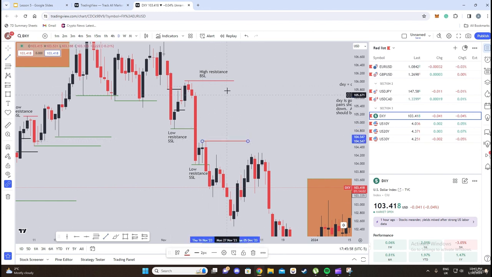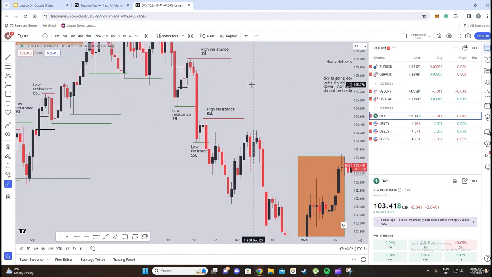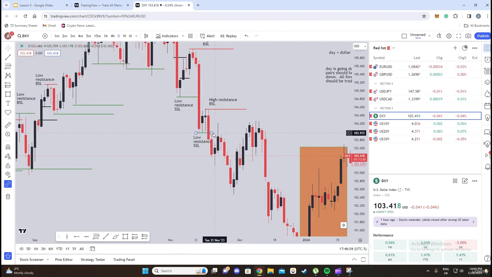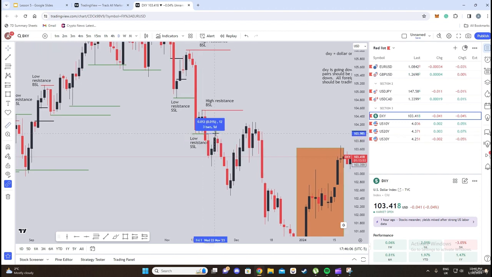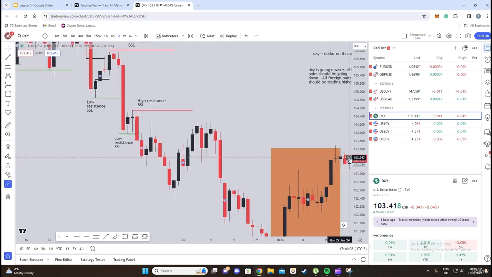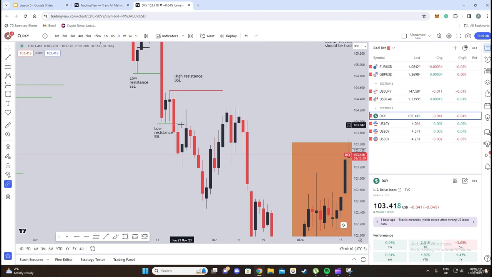Our high resistance, buy side liquidity. Then price came to fill this gap here. It's a small gap. I don't know if you can see it, but it's a small gap right here. This point and this point creates a gap, but there's probably gaps here in the smaller time frames. Price went to trade up to fill the gaps before trading lower.